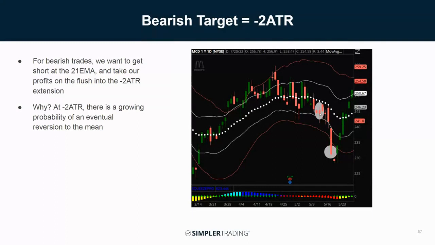So if McDonald's fits all of our bearish criteria, there's a squeeze. We're at the launching pad. There's negatively stacked DMAs, ADX, DMI, etc. We want to catch that flush to -2. We want to get the heck out of there before that reversion to the mean. So for bullish trades and bearish trades, guys, that is almost always going to be the target.